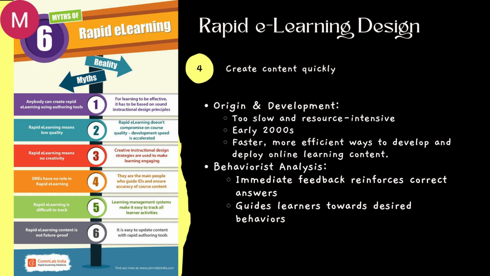Behaviorism focuses on these observable behaviors, and the idea is that the learning is a result of stimulus response associations. Rapid e-learning often includes quizzes and assessments to check for understanding. Immediate feedback on these assessments reinforces correct answers and guides learners towards desired behaviors. For example, correct answers could be reinforced with positive feedback or rewards, encouraging repeat engagement.